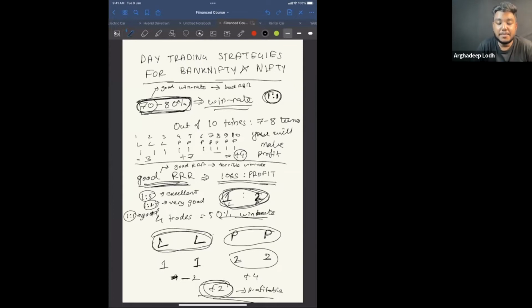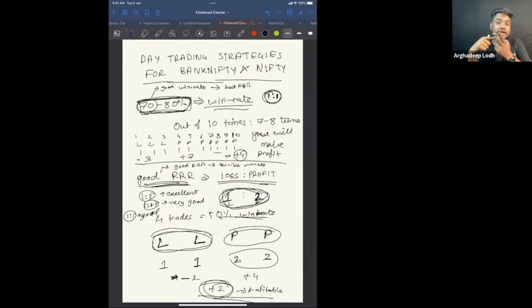That's absolutely rubbish. But a lot of traders follow this type of strategies. Why? Because they have a good risk to reward ratio. Suppose you are trading at 1:2. In one trade you are risking ₹1. You know that 50% of the times you will lose.